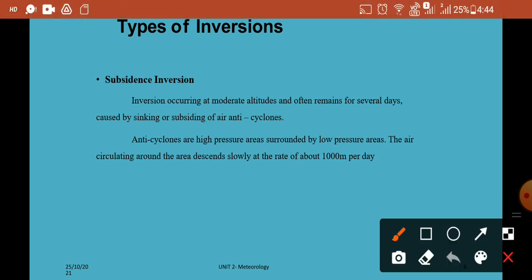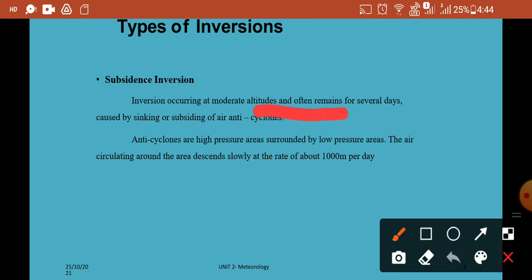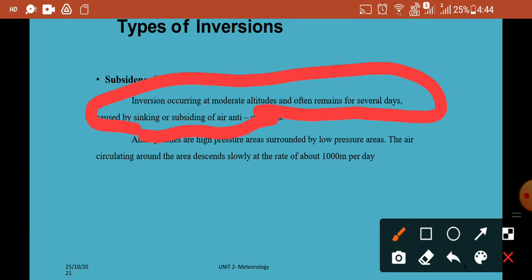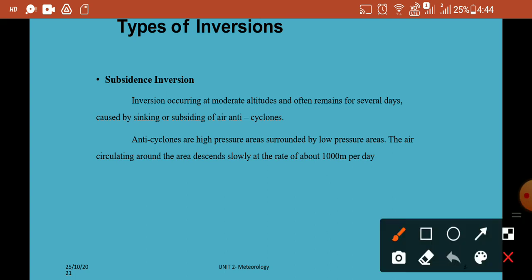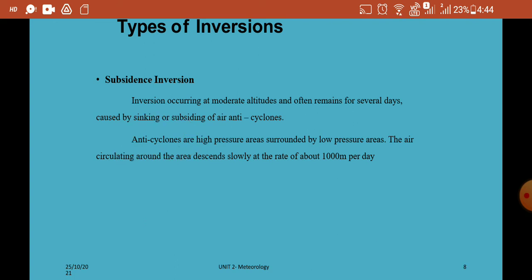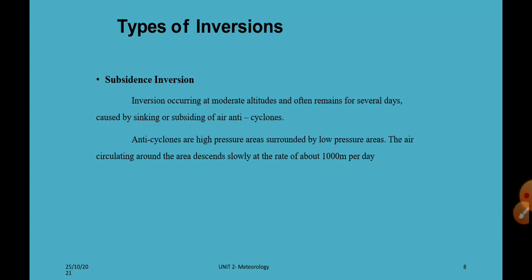Next is subsidence inversion. Subsidence inversion occurs at moderate altitudes and often remains for several days. It is caused by the sinking or subsiding of air, the anticyclone effect. What is an anticyclone? It is a very important concept: a high pressure area surrounded by low pressure areas is called an anticyclone. The air circulating around it is called subsidence.